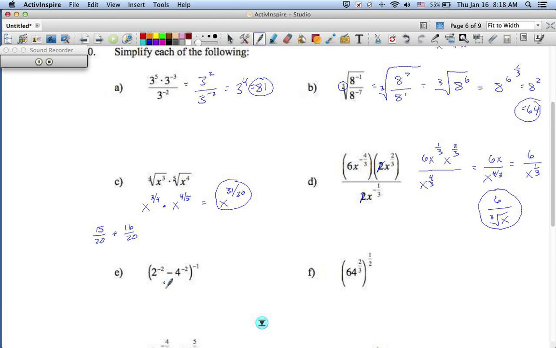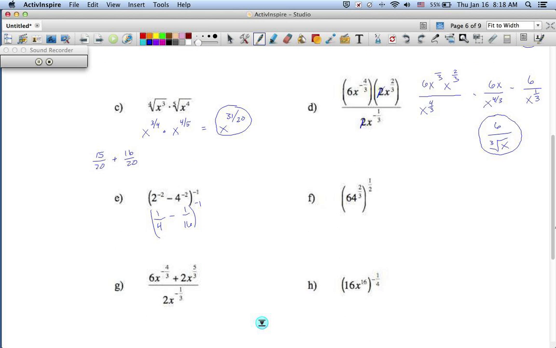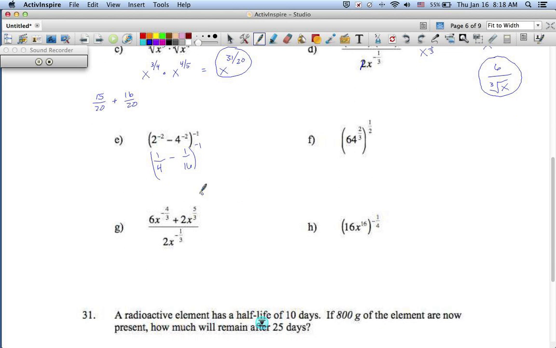Here we have 2 to the negative 2. Well, that's 1 over 2 squared. That's 1/4. This is 1/16. And I'm raising that to the negative 1. Let me scroll down, give myself a little more room. So that 1/4 is really the same as 4 over 16. So 4/16 minus 1/16 is 3/16. And that's the negative 1, so final answer is 16 over 3.